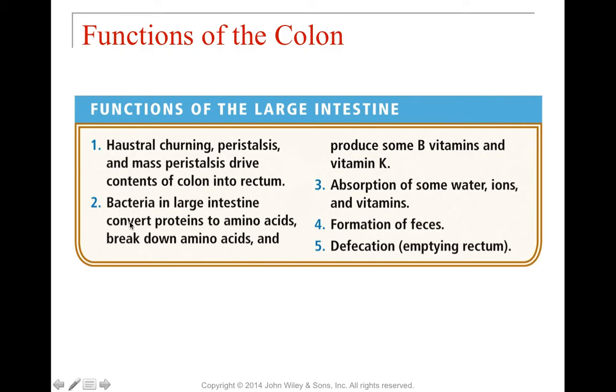We also have specialized bacteria here. Bacteria in the large intestines are going to be converting proteins into amino acids. So there's going to be certain things that our body can't do ourselves, but we use bacteria in a symbiotic way to be able to convert different proteins to amino acids that we can't do on our own, break down amino acids that we're unable to digest on our own, and then also production of certain vitamins like B vitamins and vitamin K that we're unable to provide in our body.